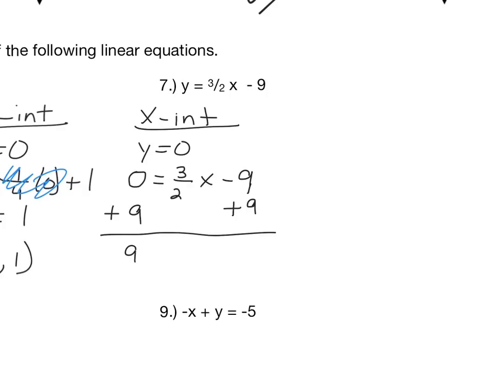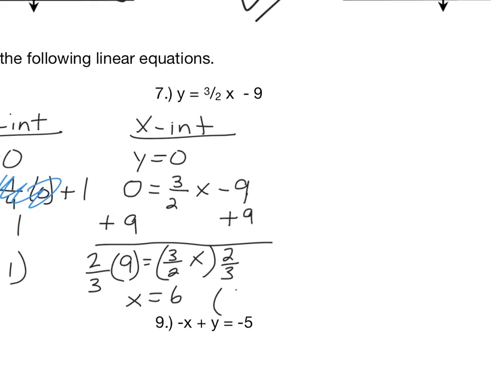You get 9 equals 3/2 times x. How do you get rid of a fraction? You multiply by the reciprocal. And if you multiply this by 2/3, you would get x equals 6. So what would your x-intercept be? 6, 0.